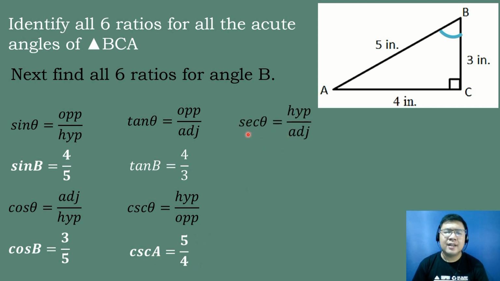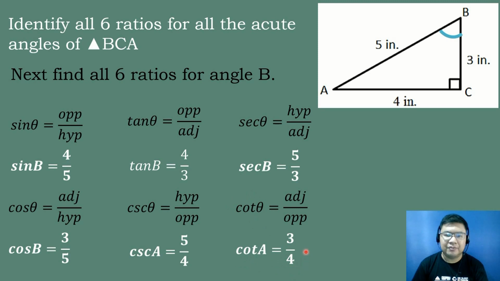Next, since secant theta is reciprocal with cosine, and the value of cosine is 3 over 5, this will be 5 over 3. The value of secant B is equal to 5 over 3. And for the cotangent theta, this is reciprocal with tangent theta. So the value of tangent theta or tangent B is 4 over 3. So the value of cotangent theta will be 3 over 4. So that's how we identify all 6 ratios for all the acute angles of triangle BCA.